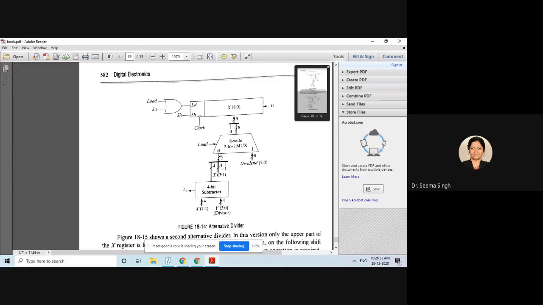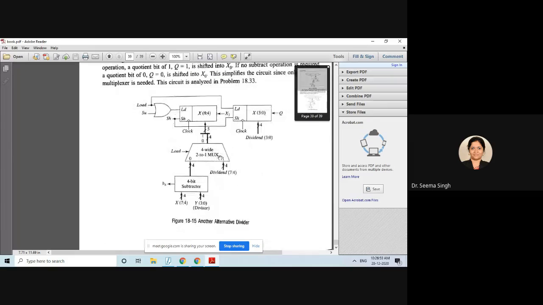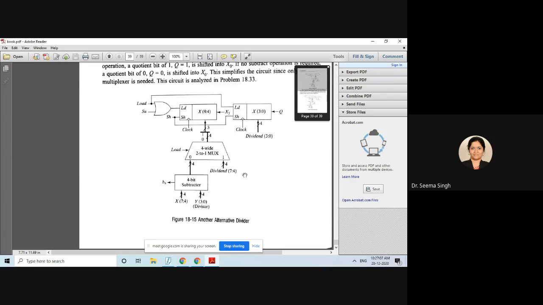So this is an alternative divider. This is also one of the possibilities. All these are similar to each other. There is not much difference among these. If you read it carefully, you will understand. Further, any doubt, you should ask me.